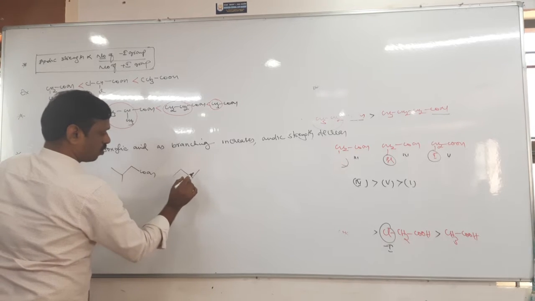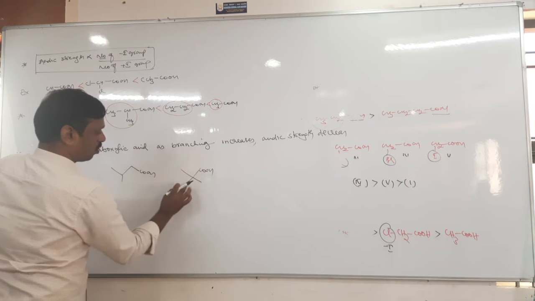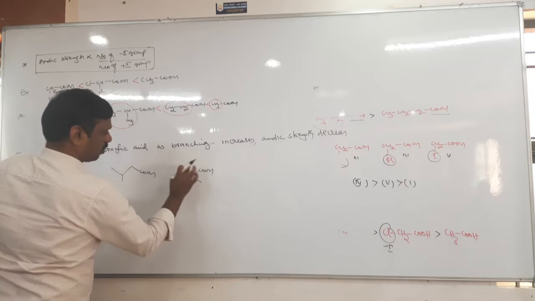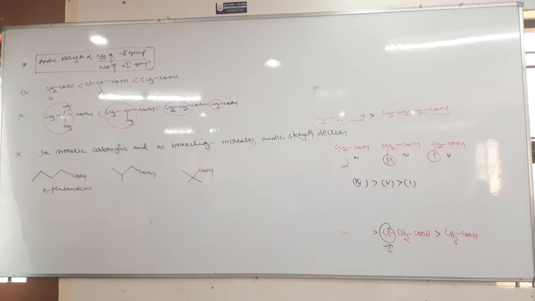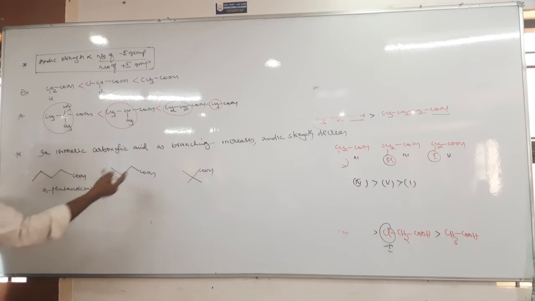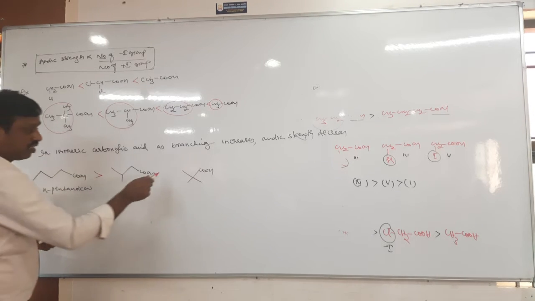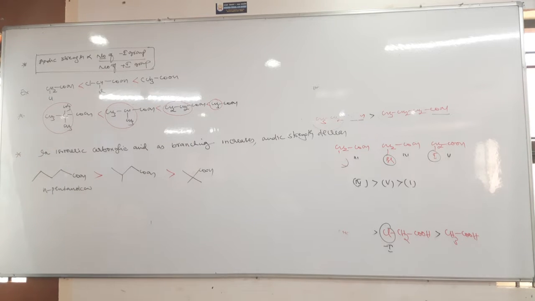One more: 1 2 3 4 5, tell me. So it is n, it is iso, it is neo, as the branching increases: n-pentanoic, isopentanoic, neopentanoic acid. Which is more acidic? Here branching increases, the molecular formula is the same, and as the branching increases, acidic strength decreases. It means n-pentanoic is more acidic than iso, then neo.